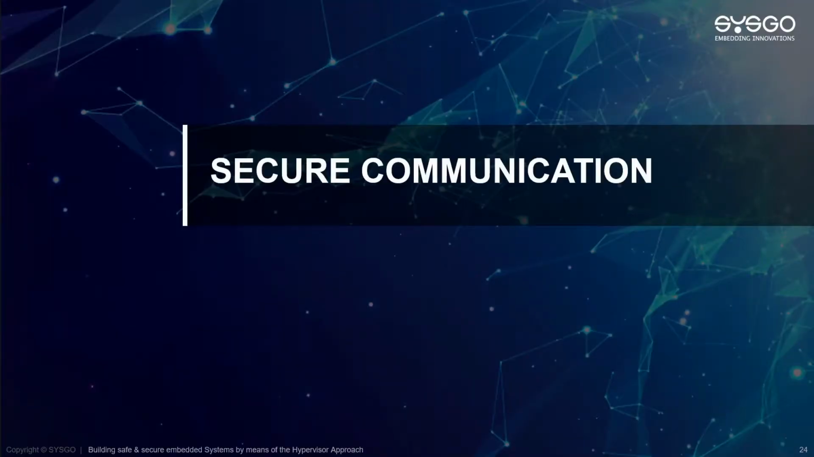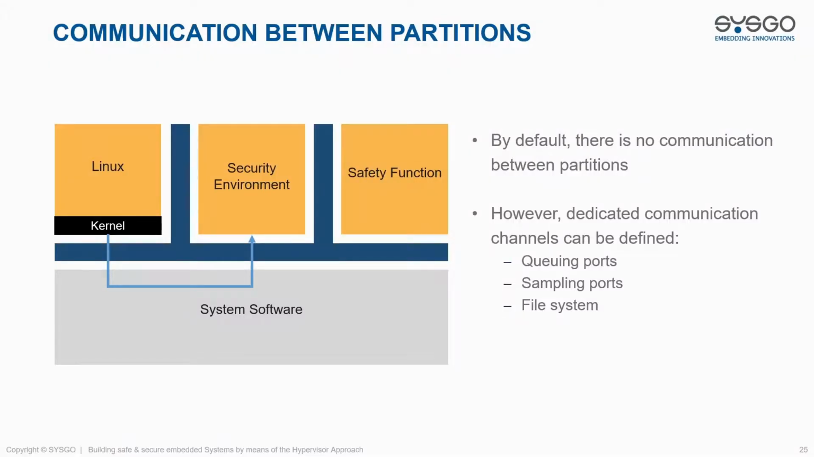Finally, talking about secure communications. By default, when the hypervisor comes up, all resource partitions are completely isolated from each other, and there are no communication methods between the partitions at all, except you define wanted communications. So there are multiple ways.